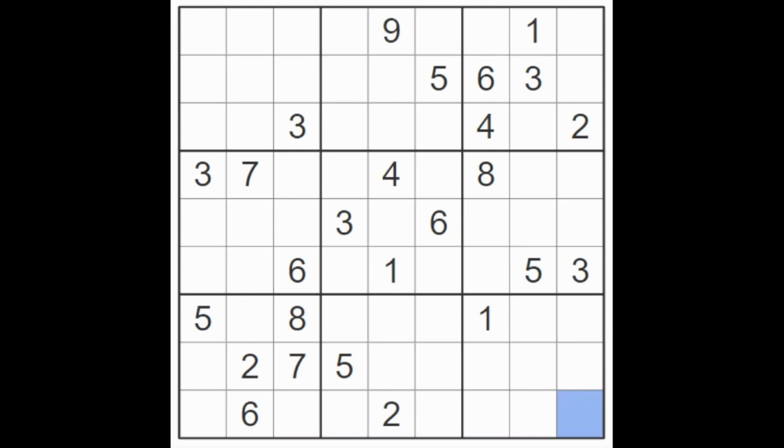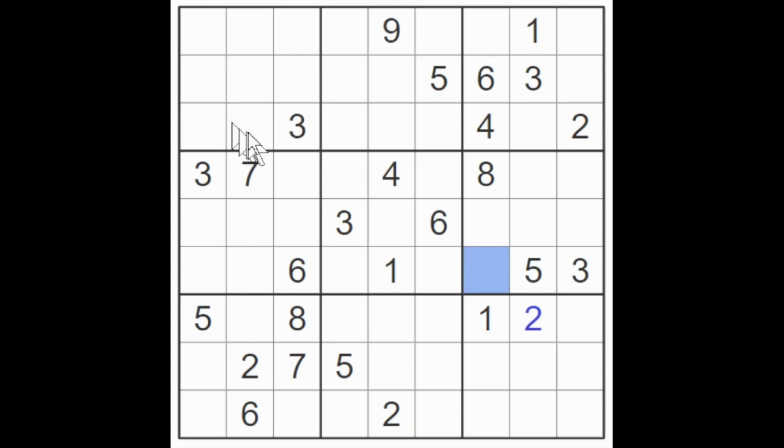I usually start by scanning the grid to find the easy singles, and there's a 2 to be found here because the 2 here and these 2's basically block all of these cells from containing a 2, so a 2 will have to go here. And now one of these cells will have to be a 2.